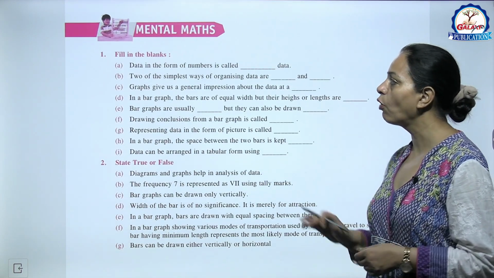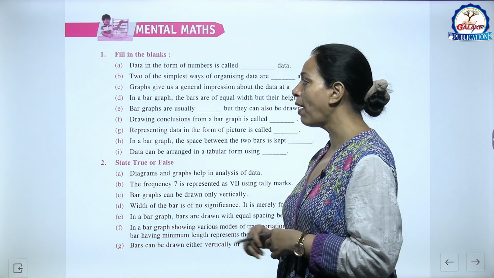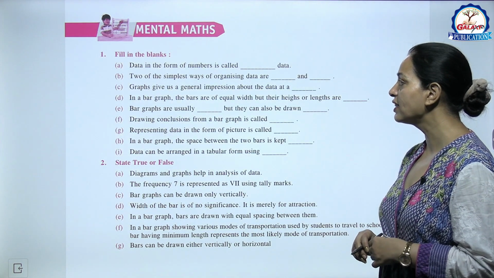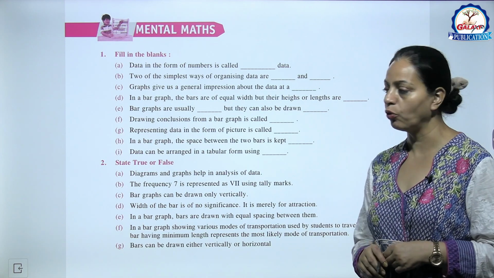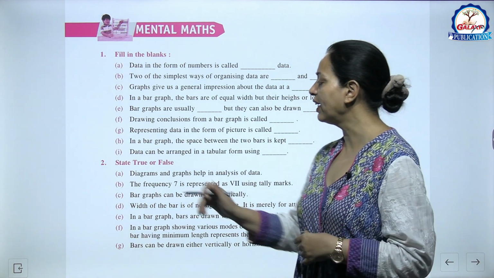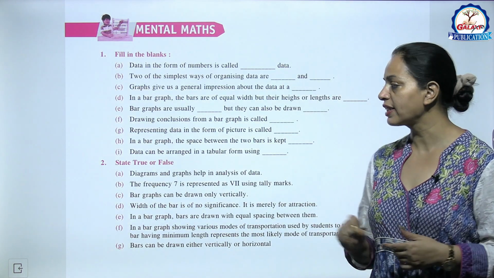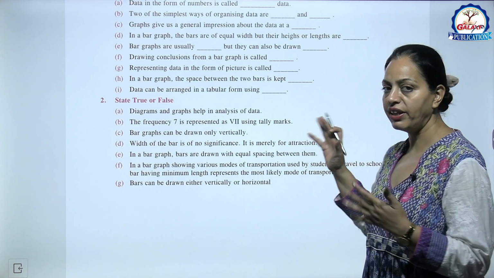Now this is the time of mental maths. Now first question, filling the blanks, like B part: Two of the simplest ways of organizing data are pictograph and bar graph. Okay, so now the next is like H part: In a bar graph, the space between the two bars is kept same, uniform. Okay, similarly you can try rest statements.